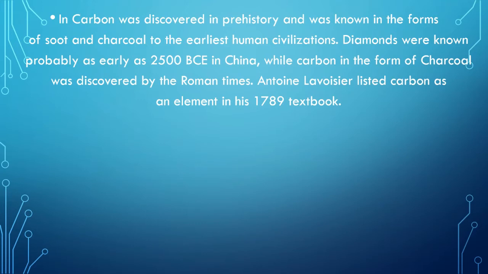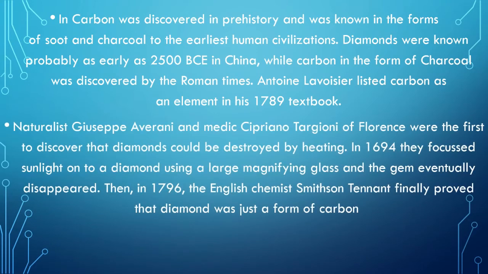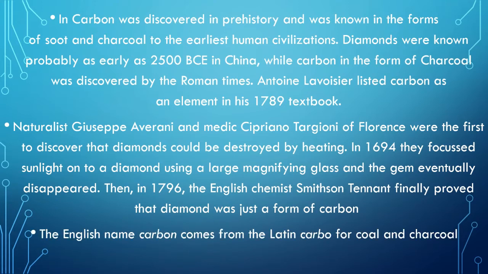Antoine Lavoisier listed carbon as an element in his 1789 textbook. Naturalist Giuseppe Averani and medic Cipriano Targioni of Florence were the first to discover that diamond could be destroyed by heating. In 1694, they focused sunlight onto a diamond using a large magnifying glass, and the gem eventually disappeared. Then, in 1796, the English chemist Smithson Tennant finally proved that diamond was just a form of carbon. The English name carbon comes from the Latin word carbo, which is for coal and charcoal.